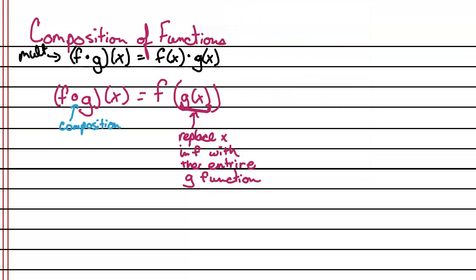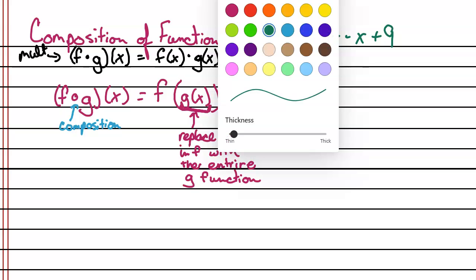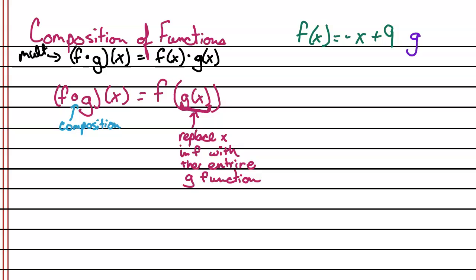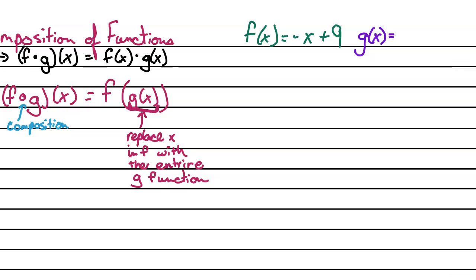So let's look at an example of this. Let's say that we have f of x being a negative x plus 9, and we have g of x equals x squared plus 3x minus 7.